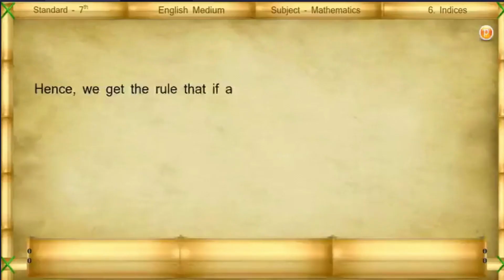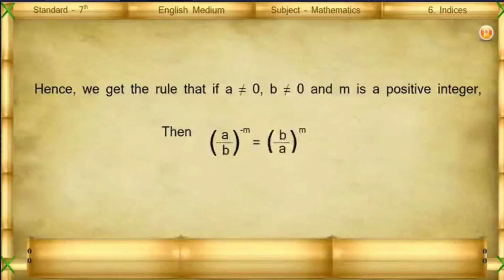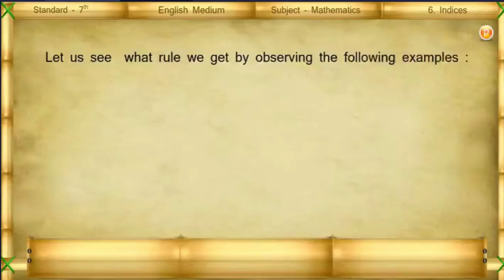Hence, we get the rule that if a is not equal to 0, b is not equal to 0, and m is a positive integer, then (a/b) whole raised to minus m is equal to (b/a) whole raised to m. Let us see what rule we get by observing the following examples.